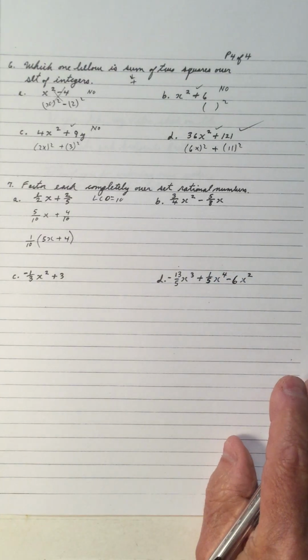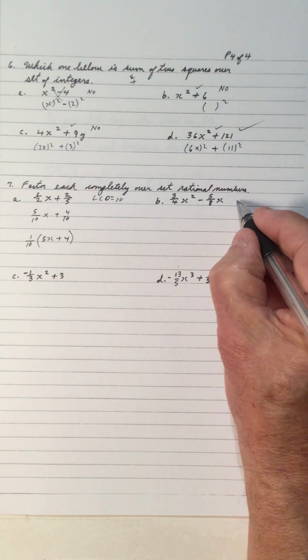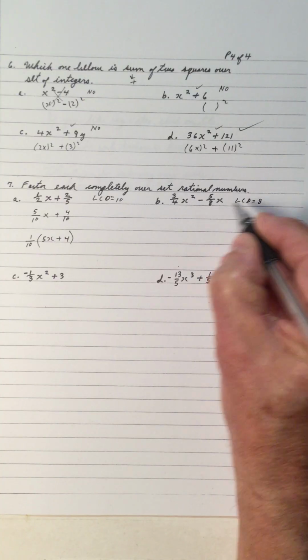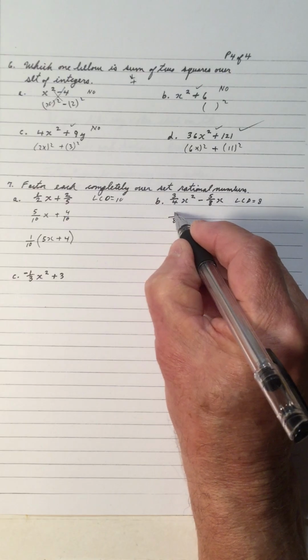So that's factoring by removing the GCF over the rational numbers. And here we have an LCD of 4 and 8, which is 8. So I need an 8 as my denominator: 2 times 4, 2 times 3.